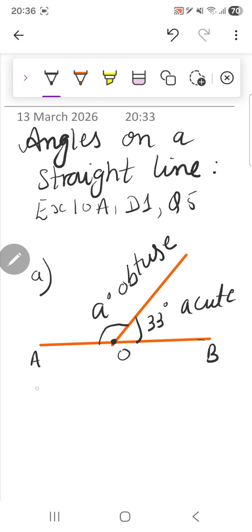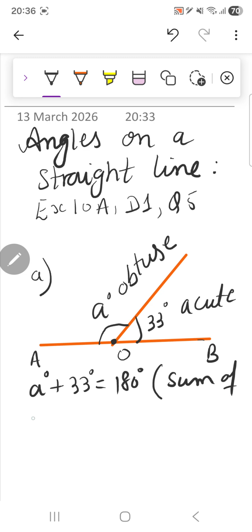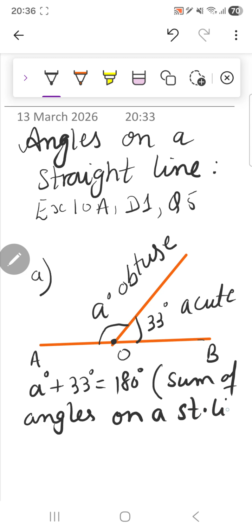So let's solve. First you are going to make an equation like all these two angles, A plus 33 equals to 180 degrees. I told in my previous video as well, you have to write the reason why it equals 180 degrees, because sum of angles on a straight line equals 180 degrees. Now as you read in algebra, you will bring this 33 to the right side and the sign will be changed. So A equals 180 minus 33.